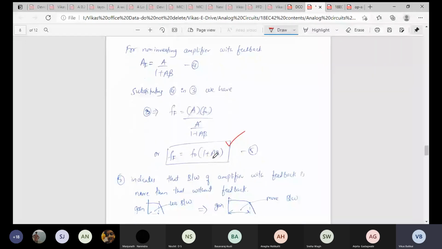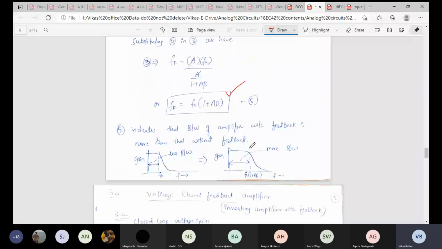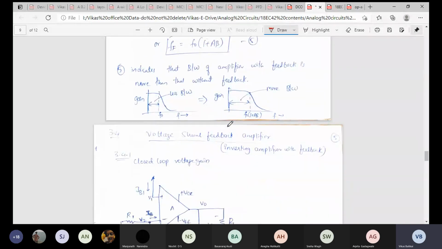So that also means that the bandwidth of the amplifier with feedback, in this case a voltage series feedback amplifier, is greater as compared to without feedback. Now why is this required? It is required because we have to ensure the gain remains constant for a longer range, and in that aspect feedback is going to play a crucial role.